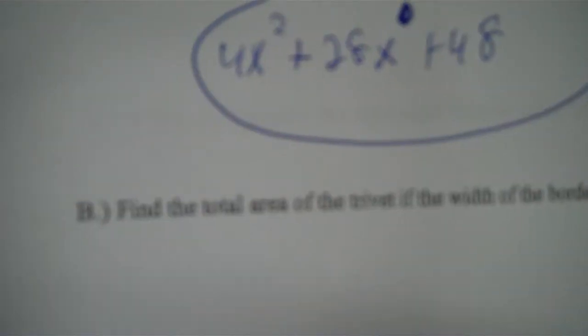Okay, find the total area of the trivet if the width of the border is 2 inches. So that means we're taking the x's out, both of them, and replacing it with 2. So 4 parentheses to the second plus 28. This means x equals 2, plus 48. And I'm going to put 2 and 2. So I put that in parentheses all at the same time. 4 parentheses 2 to the second plus 28 parentheses 2 plus 48. Okay, 120. So it's 120 square inches.